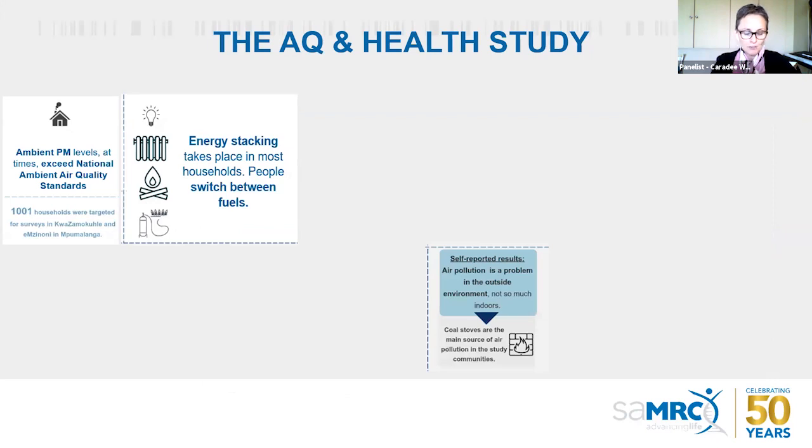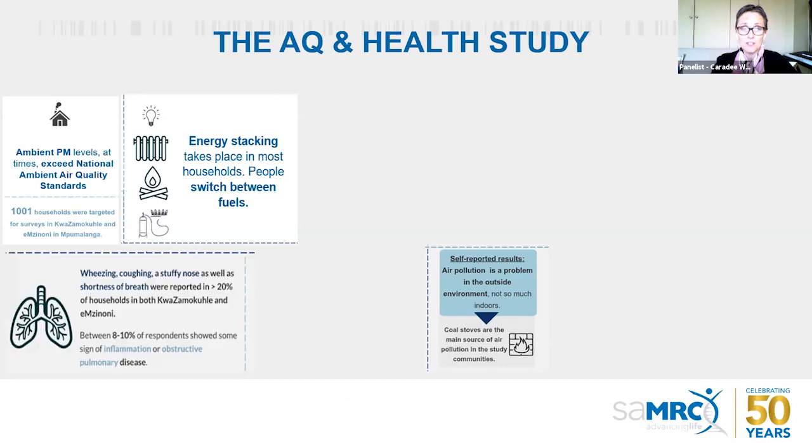So here we've got infographics that speak to energy stacking that takes place. In other words, people switch between fuels. What are our ambient air quality standards? Are they being exceeded in these areas? We looked at self-reported results from the questionnaires, and that coal stoves are really the main source of air pollution in the study.